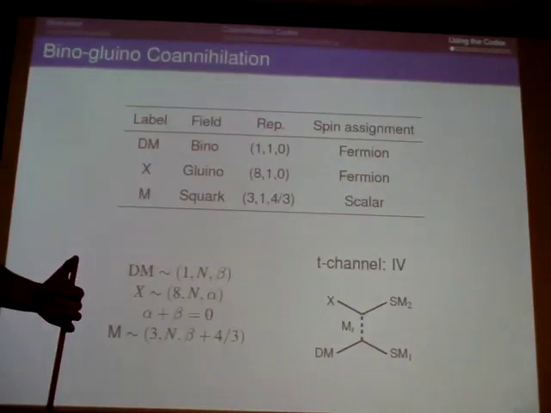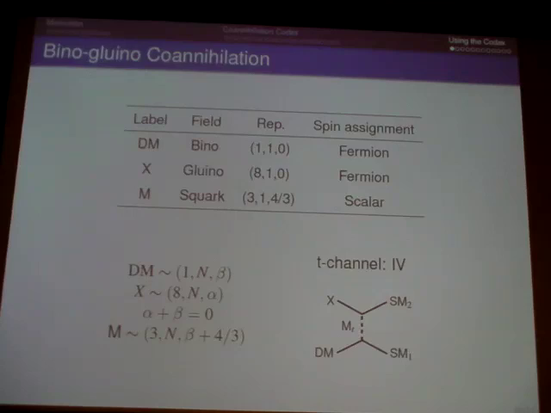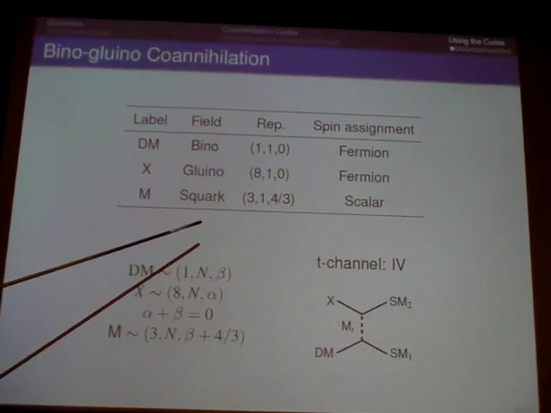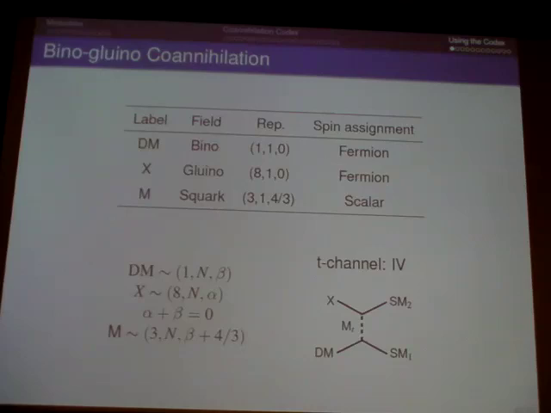Okay, so just matching up the notation of the table to what we're used to, we're going to look at an example of a simplified model of Bino-gluino coannihilation, where it goes through a mediator, which is a squark. So in the simplified model, we're going to have these extra fields: the Bino in 1,1,0 and a fermion, the gluino in 8,1,0 and a fermion, and the squark. This is an up-type right-handed squark.